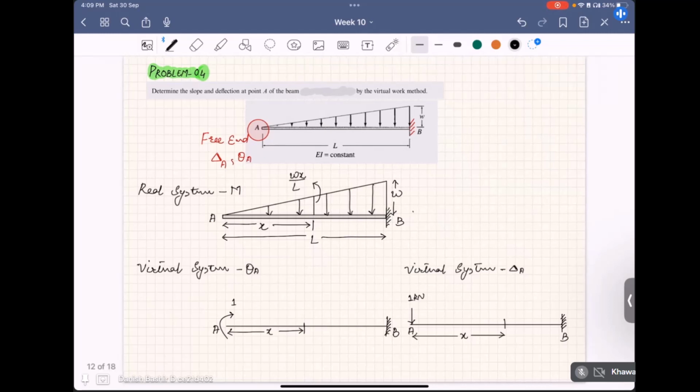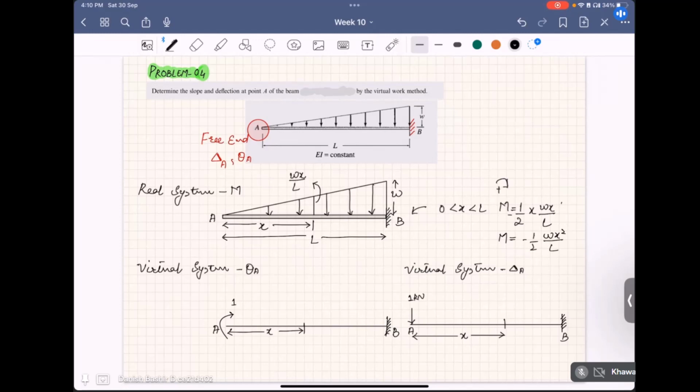First, we will write the real moment, M. For 0 less than x less than L, what will be the real moment? Let us take clockwise moments as positive. At a section x, what will be the moment? It will be the area under this triangle: 1 minus times 1/2 of base x, altitude wx by L. So what is our real moment coming out to be? Minus 1 by 2 wx square by L. This is M.